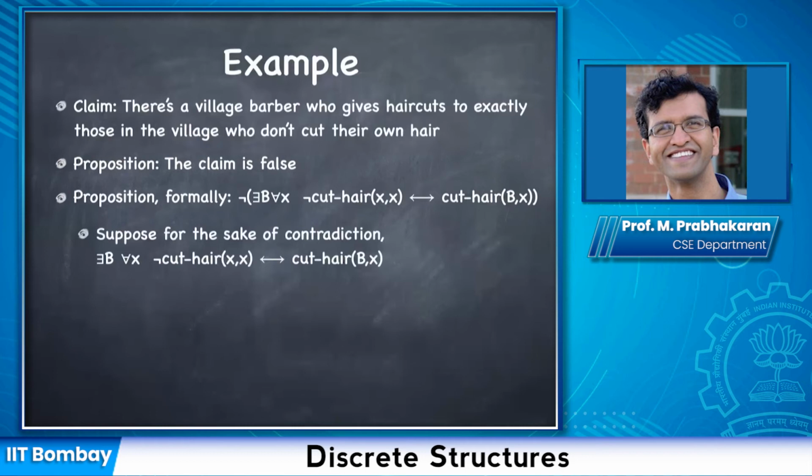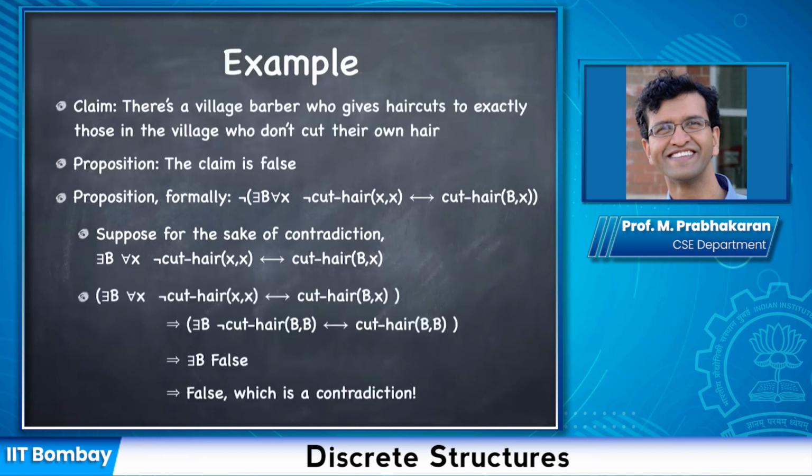And the statement naturally lends itself to a proof by contradiction. So I would start off by saying, suppose for the sake of contradiction, the negation of this holds, namely the claim is true. So what is inside the brackets is true. So suppose for the sake of contradiction, there indeed exists a B such that for all X, this equivalence holds. Well, then from there, I'm going to go ahead and derive a contradiction, right? So let's do those manipulations.